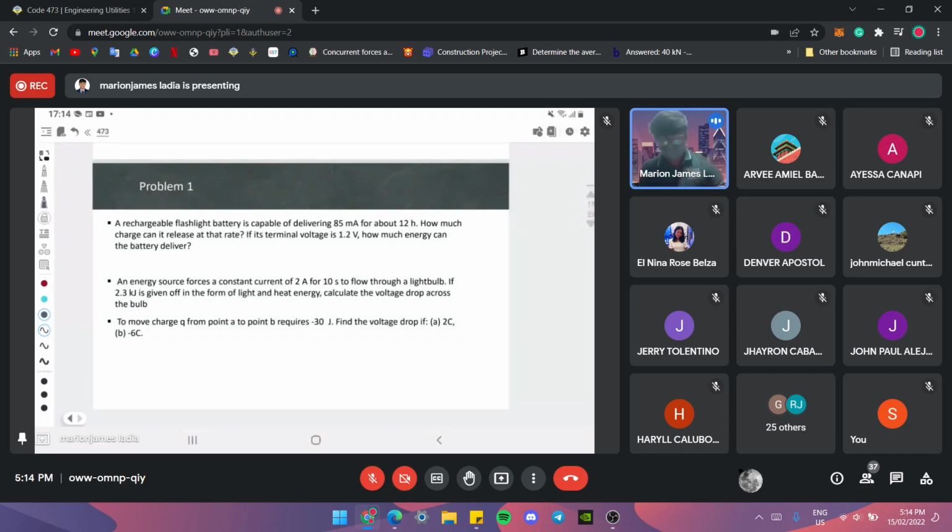A rechargeable flashlight battery is capable of delivering 85 milliampere for about 12 hours. How much charge can it release at that rate? So if its terminal voltage is 1.2 volts, how much energy can that battery deliver? Okay. So in every problem solving, ang pinaka technique natin dito is to conceptualize. Okay? So paano ba tayo mag-conceptualize? First things first, what are the given? Diba? So what are the given?